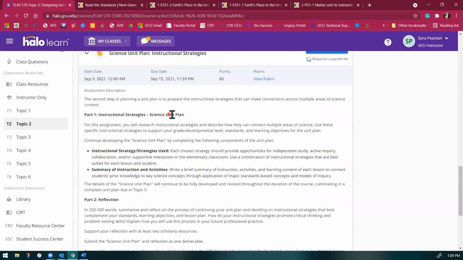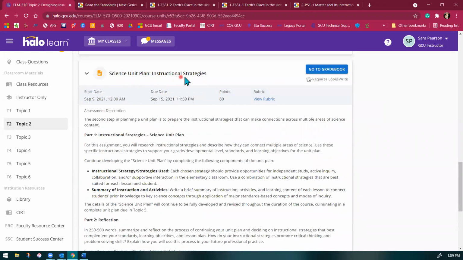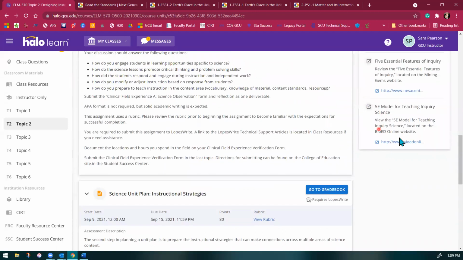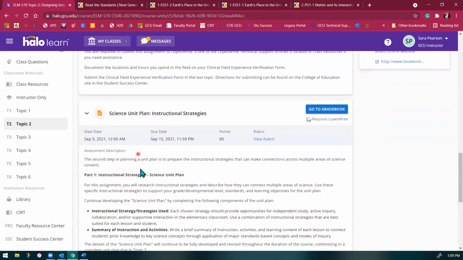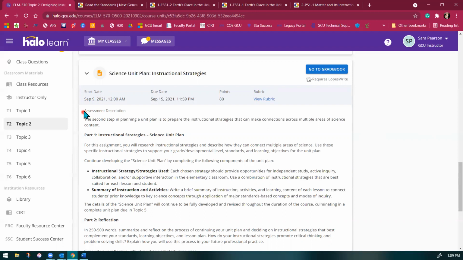Now, when we look at our science unit plan, you guys will be adding in your instructional strategies this week. I find this section to be the second most important area that you need to develop within your unit plan. You'll notice in our readings this week, you also have a 5E model for teaching inquiry science. The 5E model is kind of the best model to use for teaching science. In fact, one of my pieces of feedback to GCU has been that they wish their unit plan followed the 5E model. So as a student, you could incorporate that 5E model when you think about your instructional strategies.